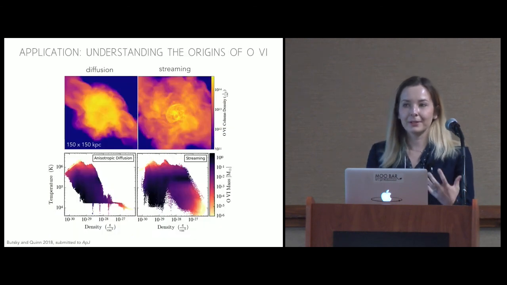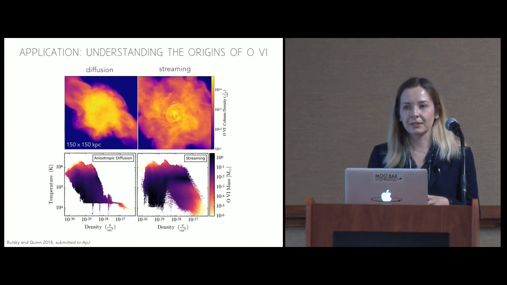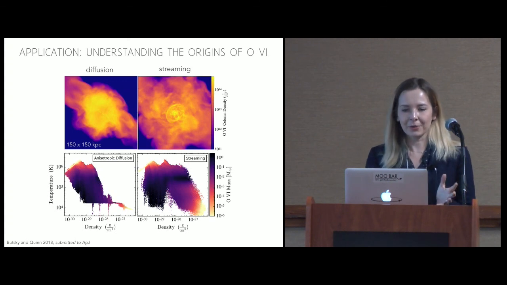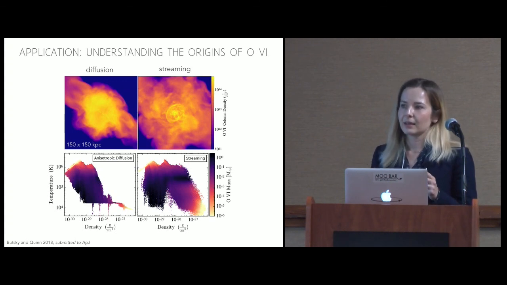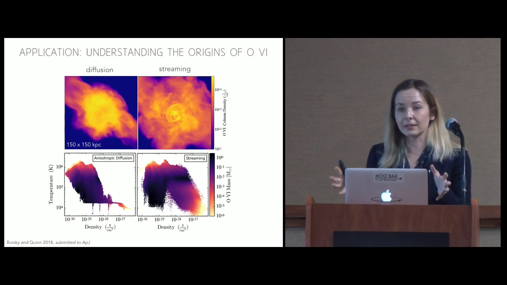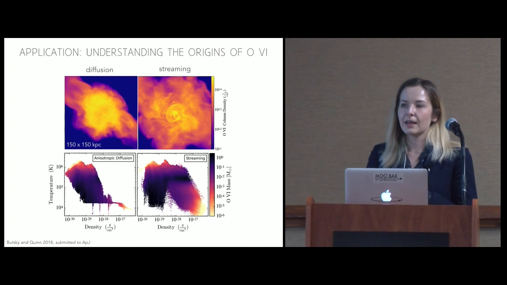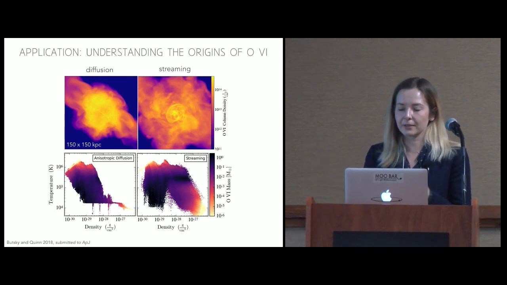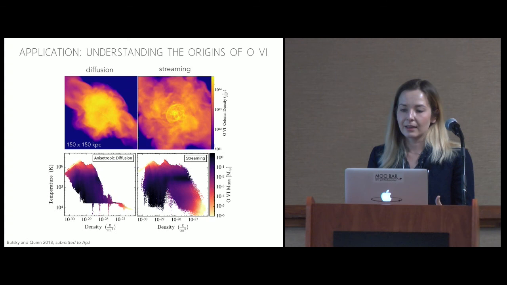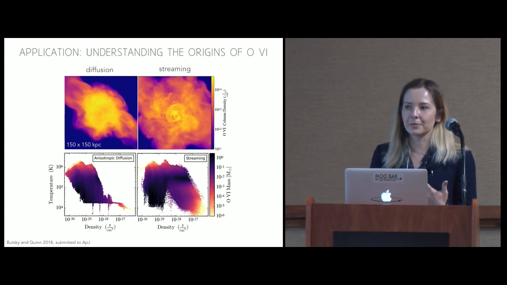And so one interesting application of this is using these models to understand the origins of oxygen-6 in the CGM. So oxygen-6 is a huge puzzle in the CGM community right now. It's observed in all or nearly all sightlines in galaxies that are forming stars, and basically all radii away from the galaxy within the CGM. And if it's tracing gas that's collisionally ionized, then it traces gas that is supposed to be cooling very rapidly, so you wouldn't expect to see much of it.